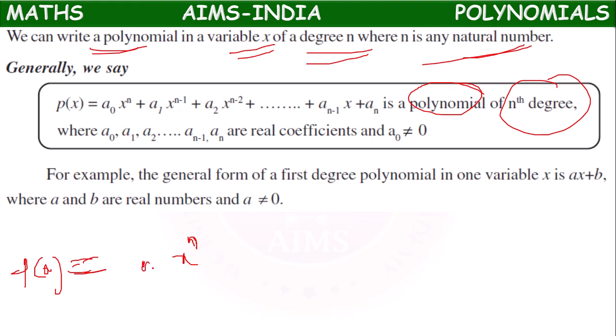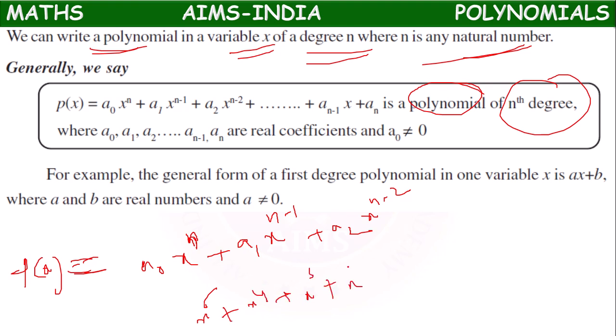Before that, we will get one coefficient. Let it be a0, then a1 x power n minus 1 plus a2 x power n minus 2, because the degree is decreasing. Suppose you have a fifth degree polynomial, what variables will come? x power 5 plus x power 4 plus x cube plus x square plus x plus a constant. Like that, normally we have polynomials. Here they have given n, so that's why we have written n first.